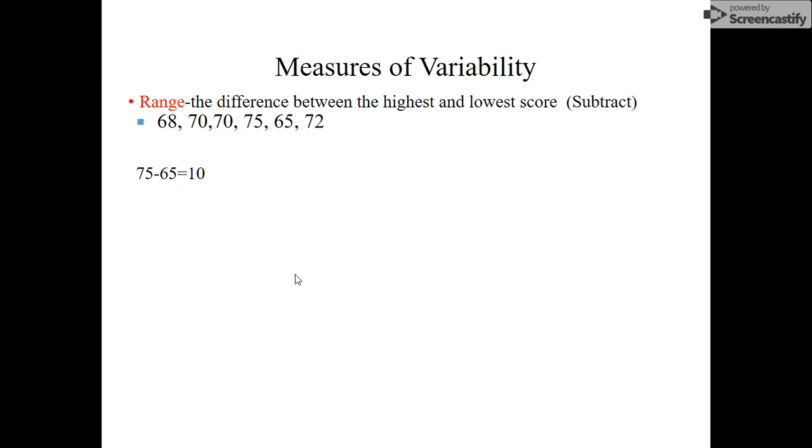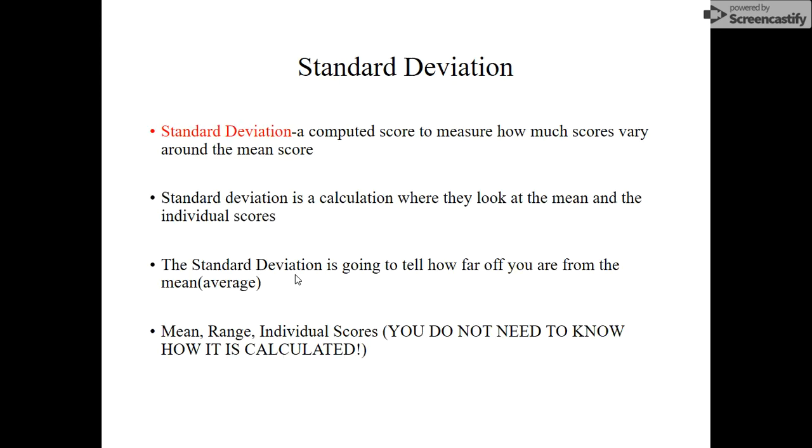The range is known as the difference between the highest score and the lowest score. So usually the highest score in this example would be, again, 75, and the lowest score would be 65. So the range, which is kind of known as the spread of numbers, is 10.